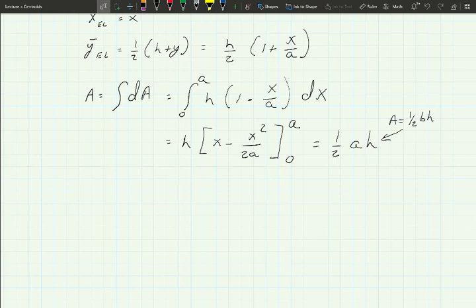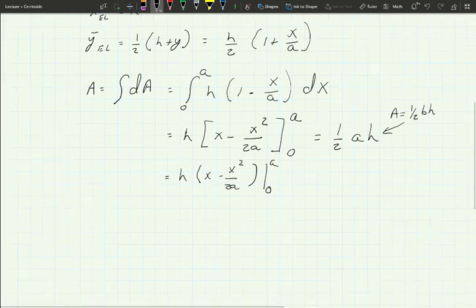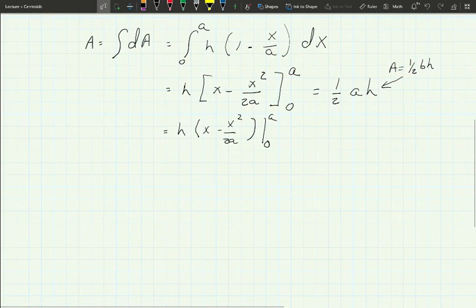One other thing I want to point out here. This could be written as h times parentheses x minus x squared over 2a, and then a line 0 to a. Depends on how you like to do it. Either of those will work. So the rules that you used in math are still the rules you use in math.